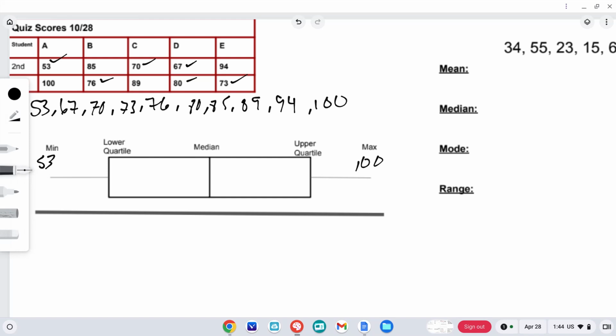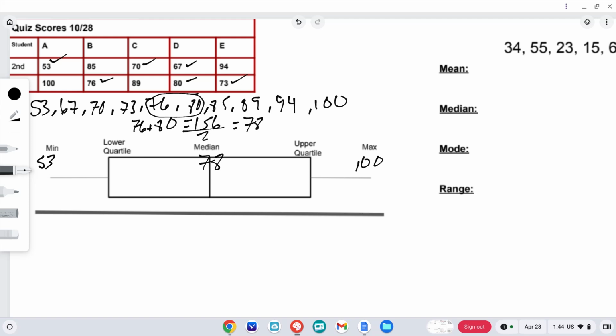Then finding the median next. The two numbers that lie in the middle for me were 76 and 80. Your list should look the same. So since there's two of them, we have to find the mean. 76 plus 80 is 156, and 156 divided by 2 is 78. So the median is 78.